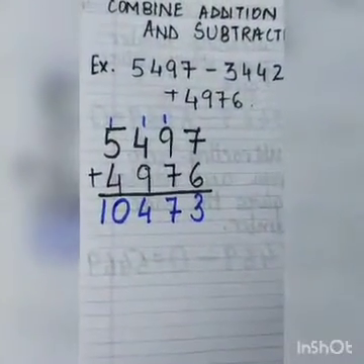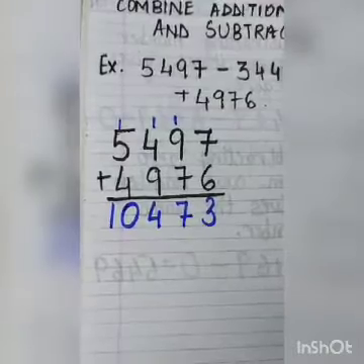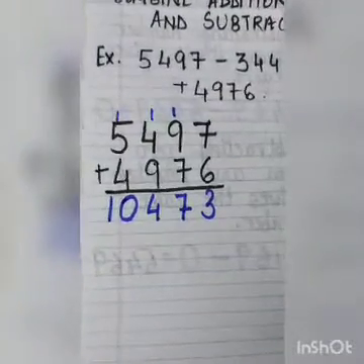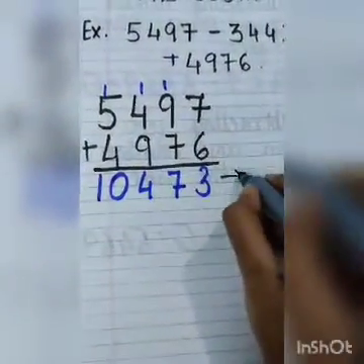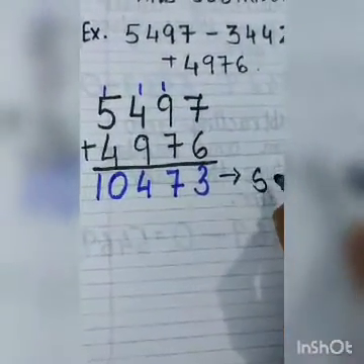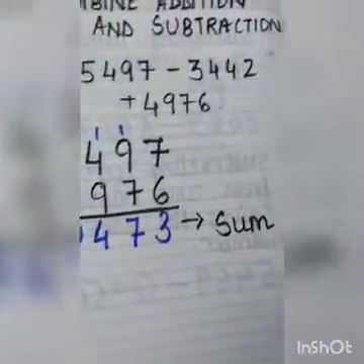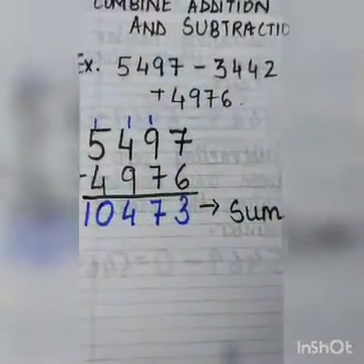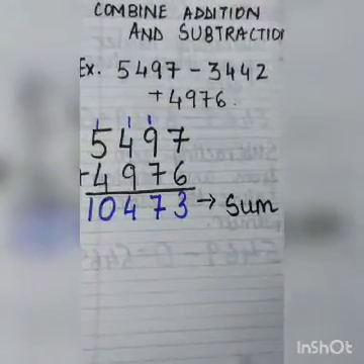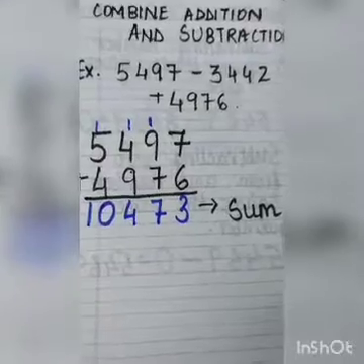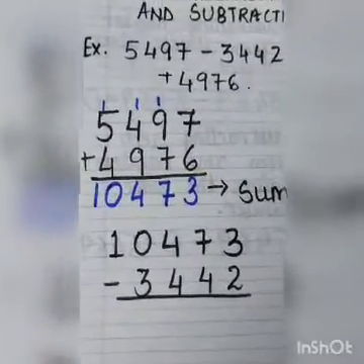So, the final answer which we have got after addition is 10,473. This is called the sum. The answer for addition is called the sum. Now, we will take away 3,442 from this 10,473. So, we have written this in column method. Let's proceed ahead.